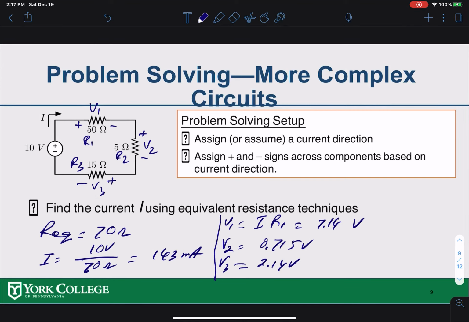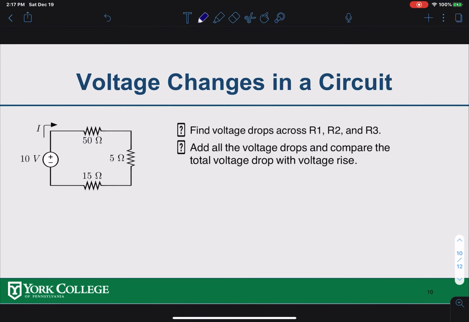So those are the voltages across each of the resistors. We call them voltage drops because you're going from higher positive potential to lower potential. So V1, V2, V3, those are all voltage drops across the respective resistors. So we found them.